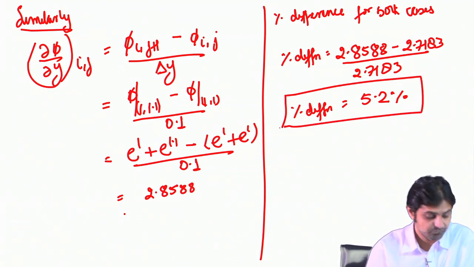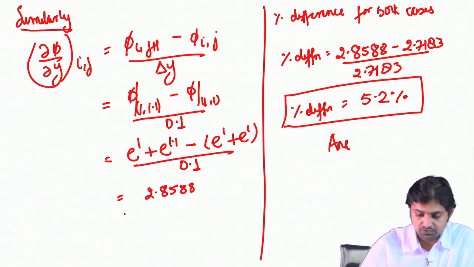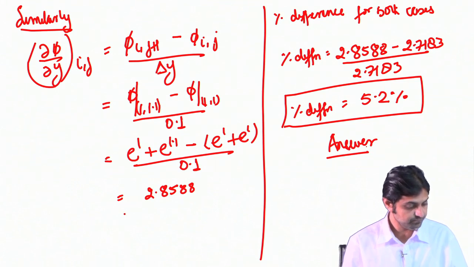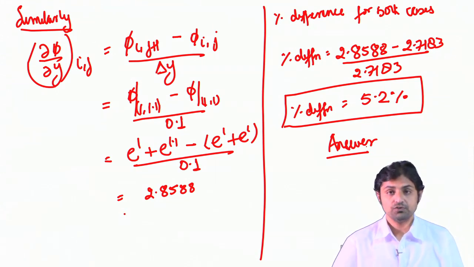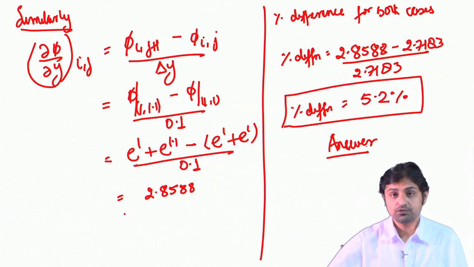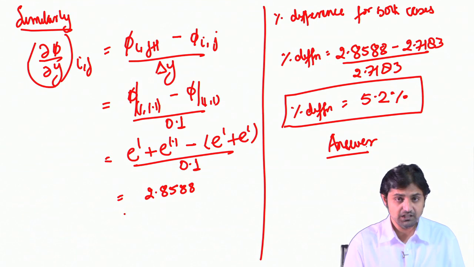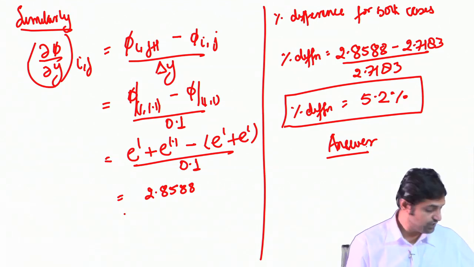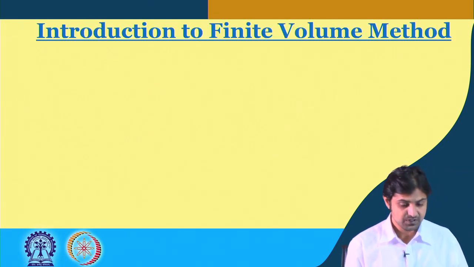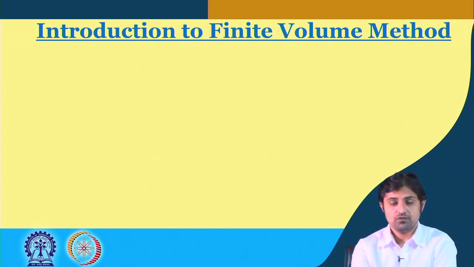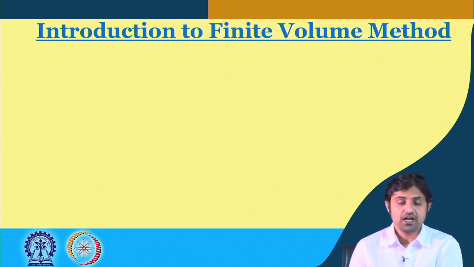Alright, so this is the answer. This was the simplest question and solution for demonstrating the percentage difference and the concepts that we have learned in the last lecture. So we proceed from this point now to other schemes of meshing, that is the introduction to the finite volume method.